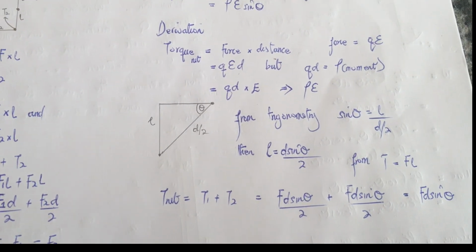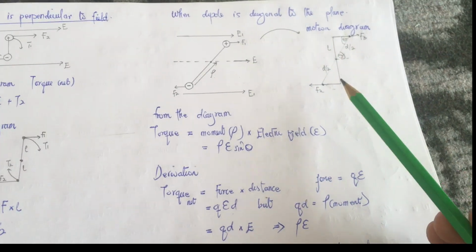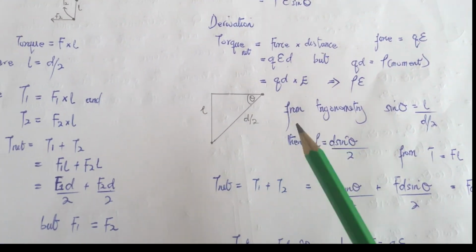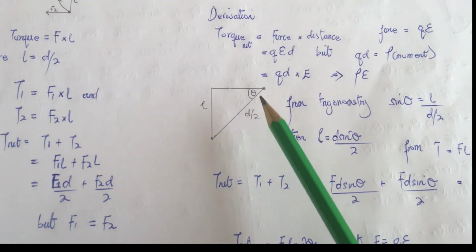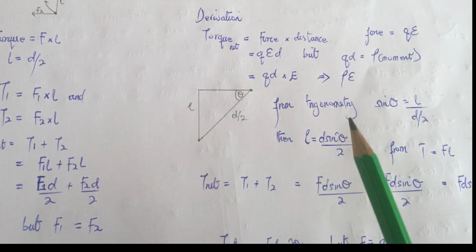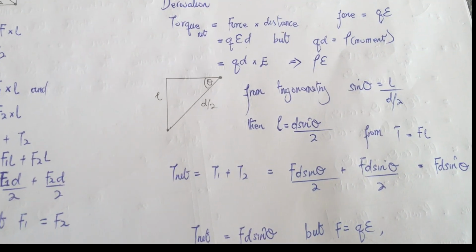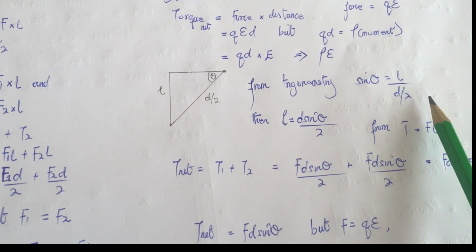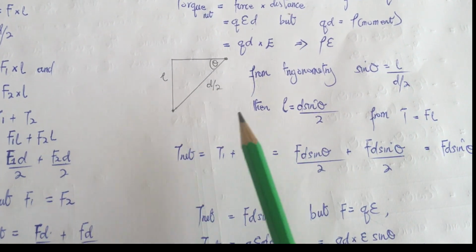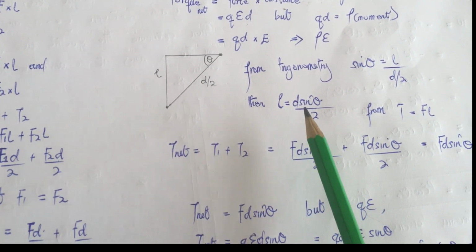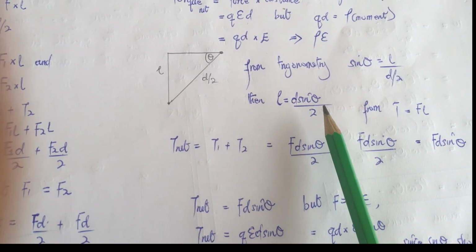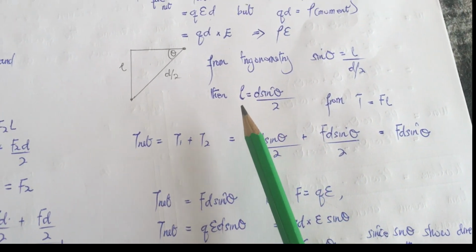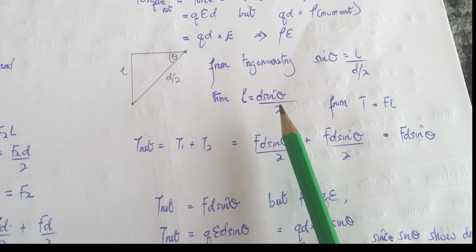From here, we can just take one of the triangles and expand it to see what's going on. So this is the angle between them. Then from trigonometry, sine theta is equal to L, which is the opposite, over the hypotenuse, which is D over 2. Making L the subject, our L will be equal to D sine theta over 2.